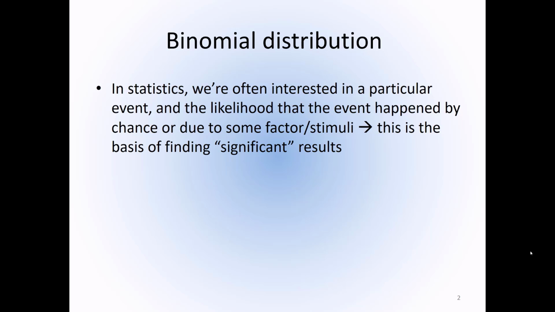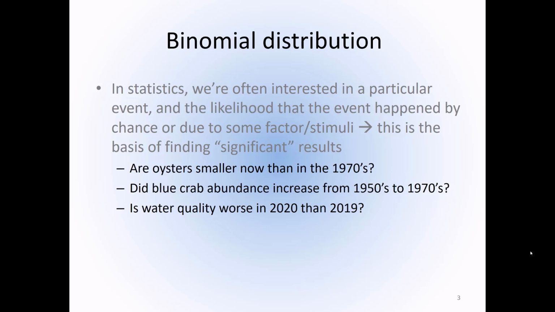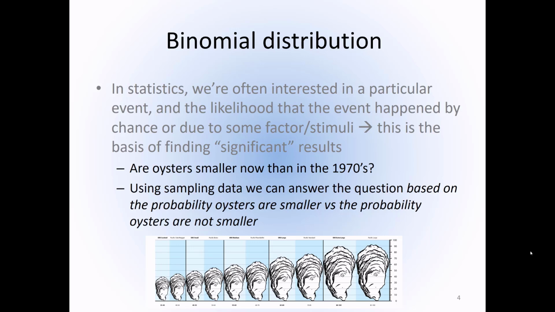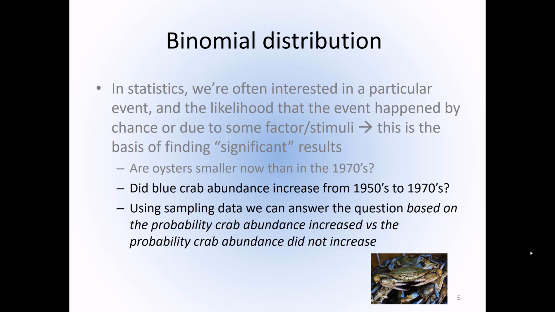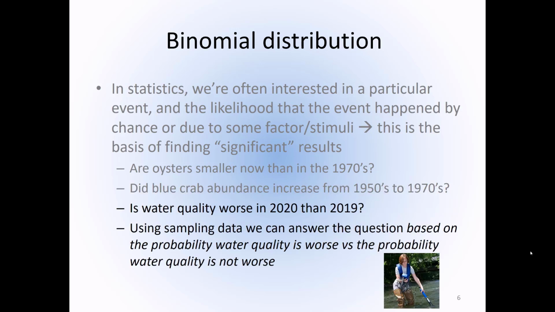There are loads of different questions that we might be interested in that we need to use distributions to answer. So maybe we're interested if the size of oysters has changed over two different time periods, and we can compare the sizes of oysters during the study periods. Maybe we're interested in changes in abundance of a particular species to determine if we should change some type of fisheries regulations. Or maybe we're interested if the overall health of the ecosystem has been declining from one year to the next.